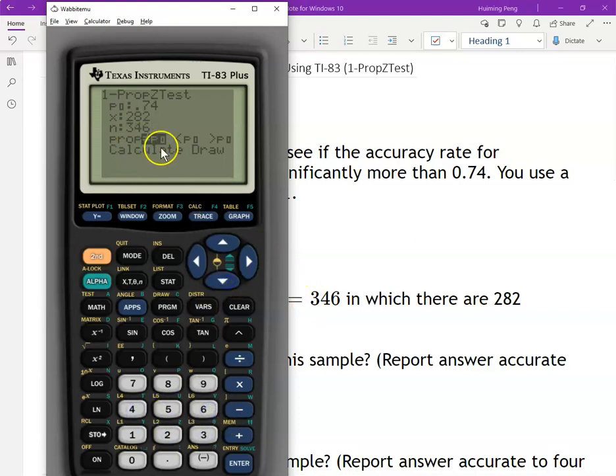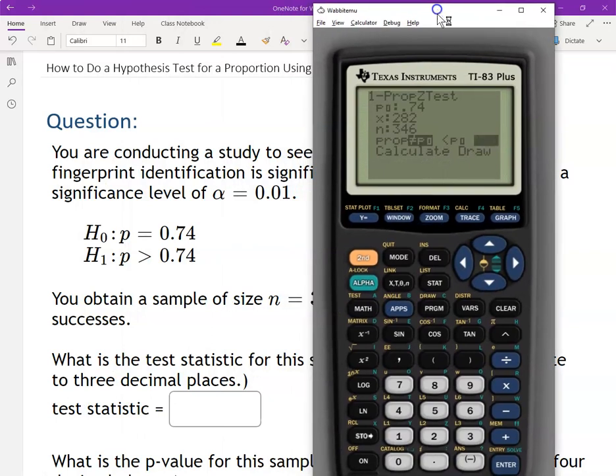And then is the type of test. Proportion not equal is the two-tailed test. Less than is a left-tailed test. Greater than p0 is a right-tailed test. For our question, it's greater than, therefore it's a right tail, right? So highlight Calculate, press enter, and then we can perform the test to calculate.